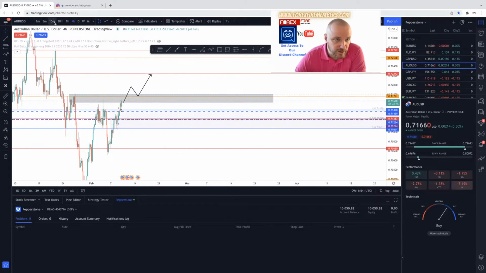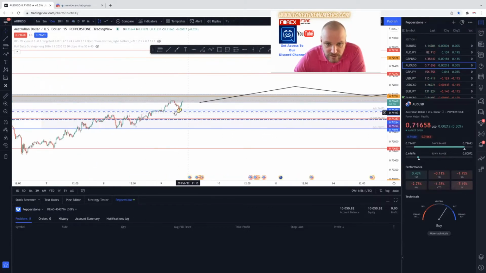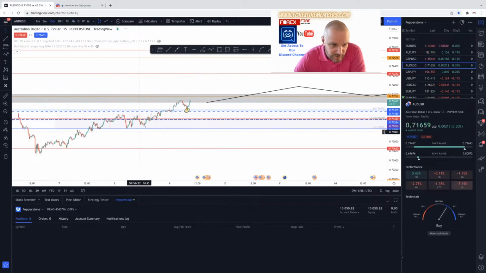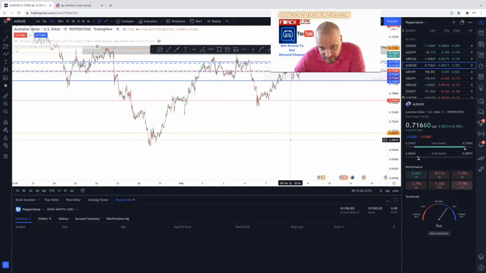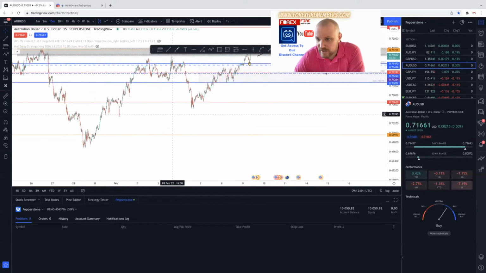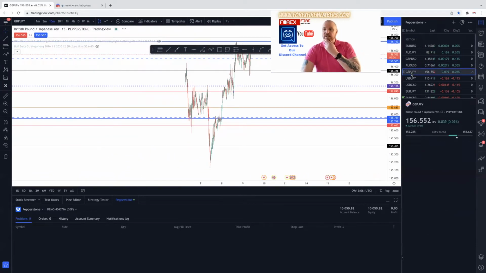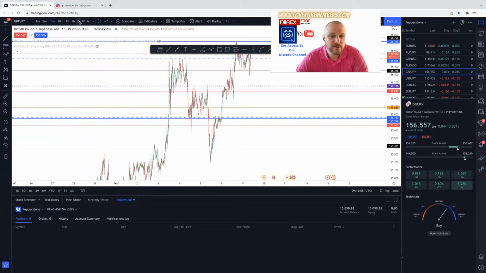So that's a possibility. Go back down to 15 minutes. So I do believe this is going to push up above because it's not creating that strong downtrend. It's starting to reverse on itself. We'll have a look at the JPY.